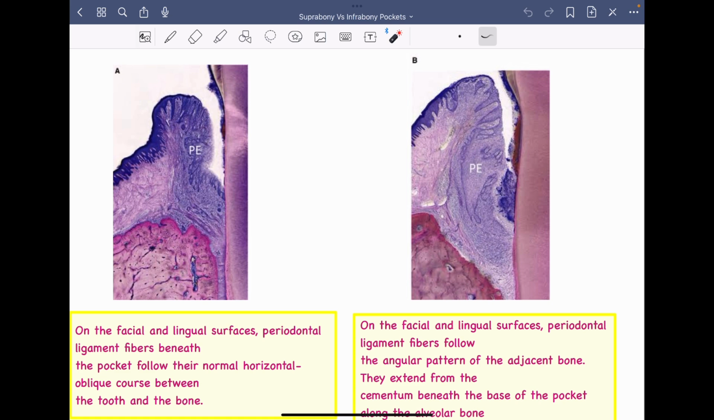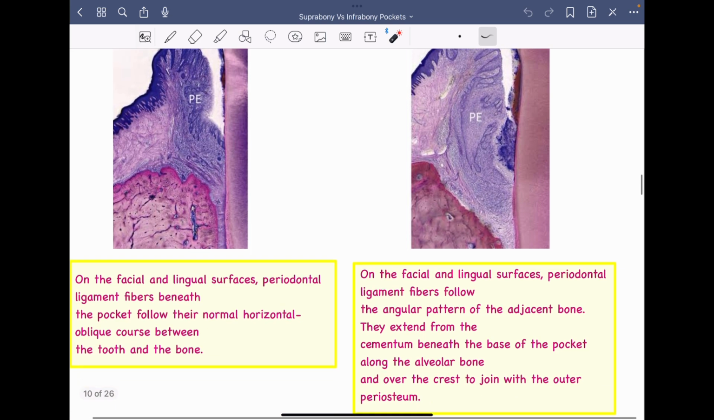And these fibers extend from the cementum beneath the base of the pocket along the alveolar bone, and over to the crest in order to join with the outer periosteum. They will follow the course of this alveolar bone and later on they will join with the outer periosteum as well.